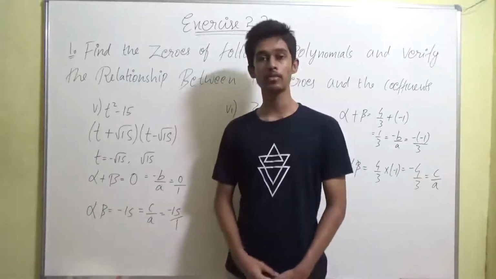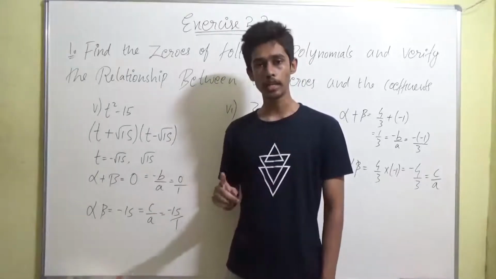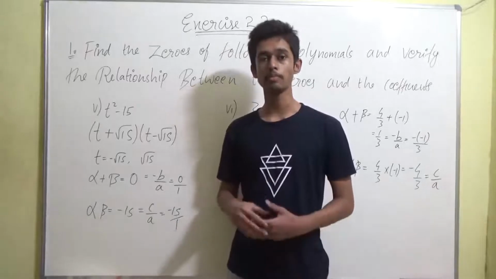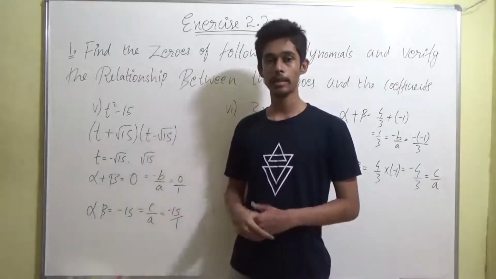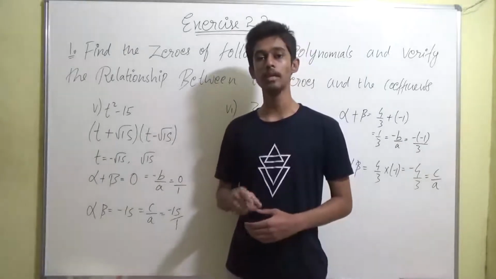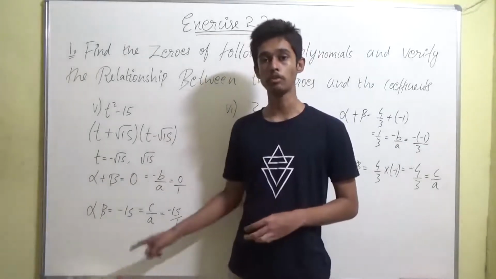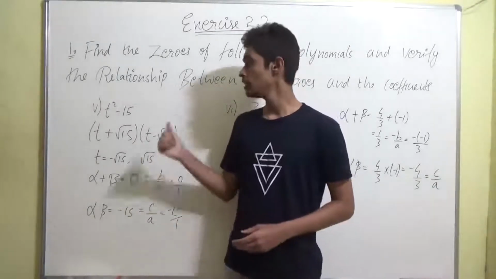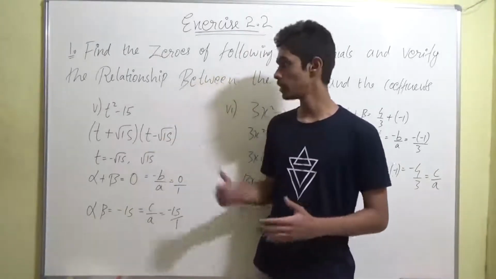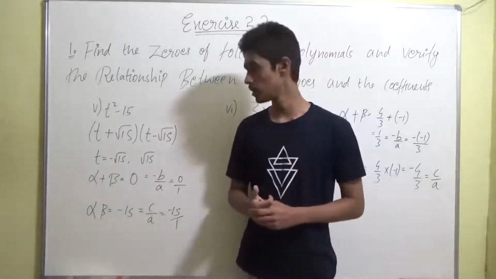And the second relation is alpha into beta. So minus root 15 into plus root 15 is going to give us minus 15, which should be equal to c by a. Here c is minus 15 and a is 1. So c by a is going to be minus 15 by 1, which is also equal to alpha into beta. Hence even the second relation is verified, guys. You can note it down, you can take a screenshot and then note it down.